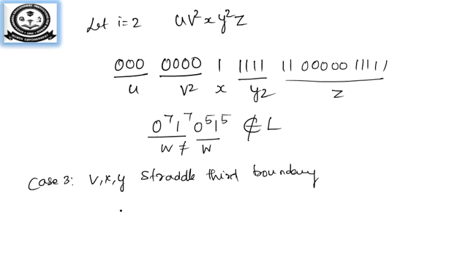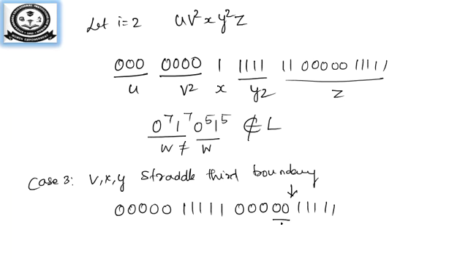So let me write it. I will write 5 zeros, 5 ones, again 5 zeros and 5 ones. Third means, here it is third and this is fourth, so it is going to straddle over here. So what I'm going to do is, I will take these two as v, I will take 1 as x, and again 2 ones I will take as y. The last 2 ones will be z.